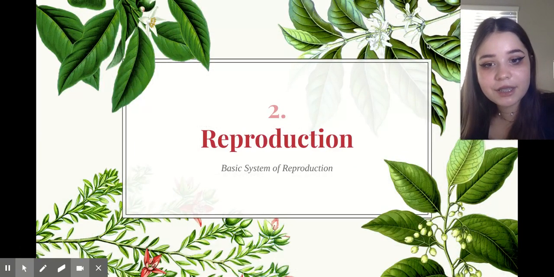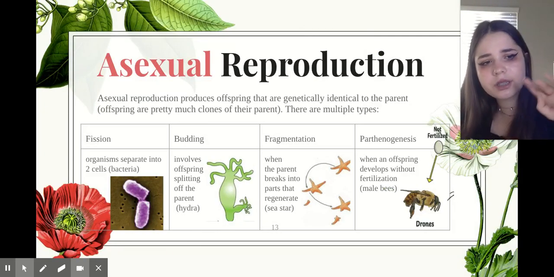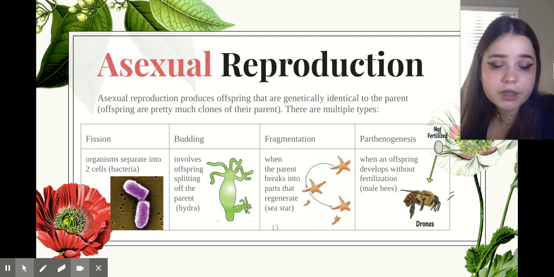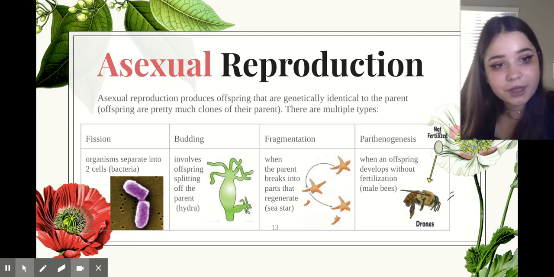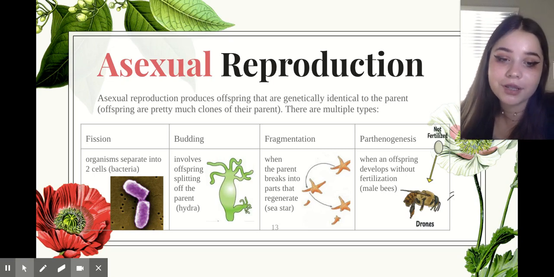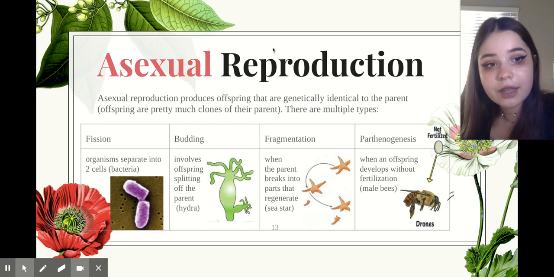Okay, this brings us into reproduction, and I'm going to just basically go over just the basics of reproduction. So first, I'm going to introduce to you guys asexual reproduction, which produces offspring that are genetically identical to the parent. And so these offspring are pretty much clones of their parents, and there are multiple types. So the first one is fission, and bacteria do this all the time. It's basically when they separate into two cells. You can think of this as mitosis. And so see over here in this picture, that's bacteria separating into two identical cells.